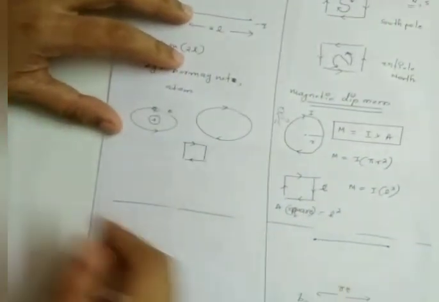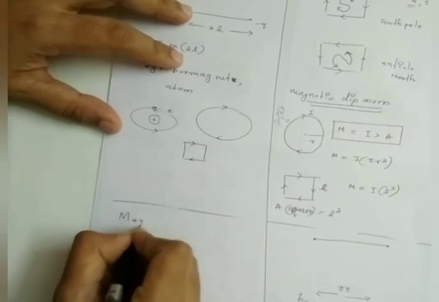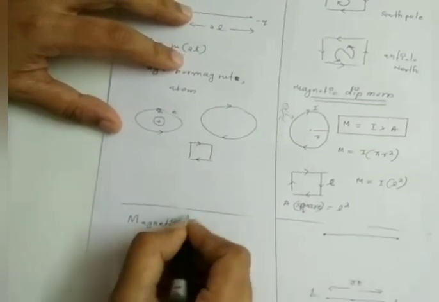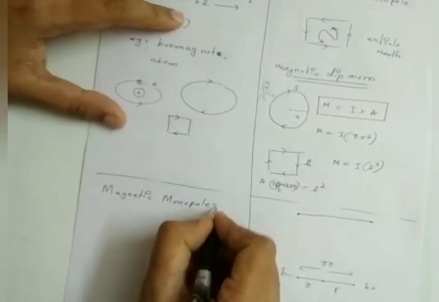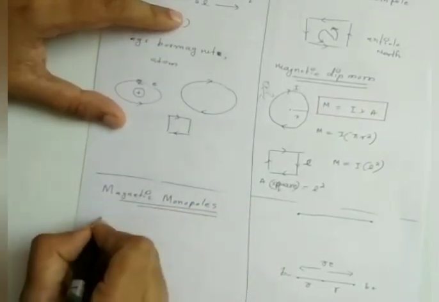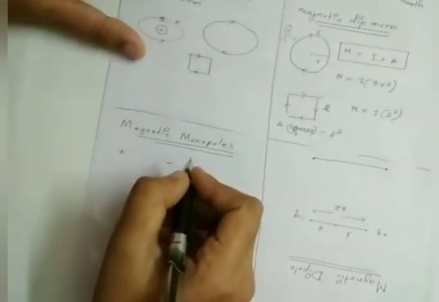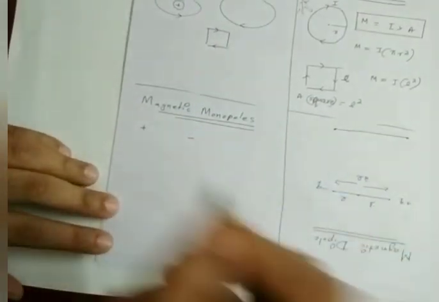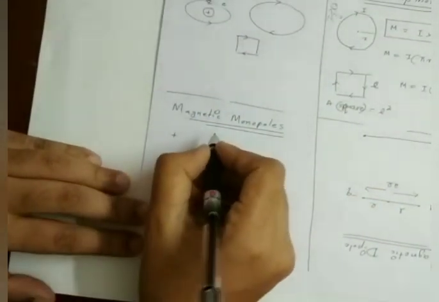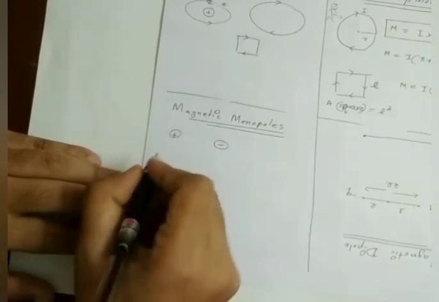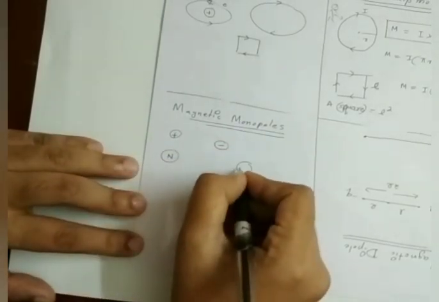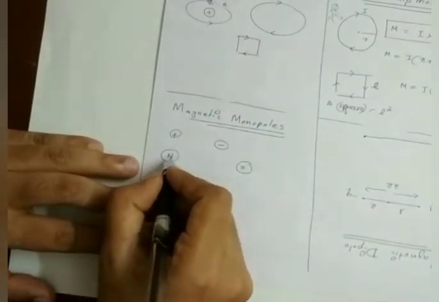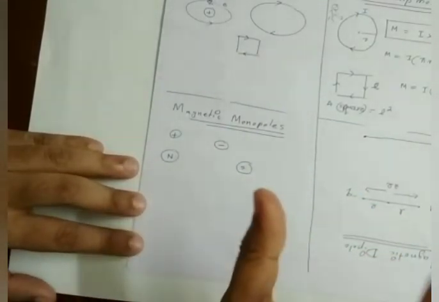And one more point is left, that is the existence of magnetic monopoles. We have already studied that electric monopoles exist. For example, you have separate positive charges, separate electric charges. But when it comes to the case of magnetism, you cannot say that a north pole exists independently or a south pole exists independently. North and south poles will never exist separately.